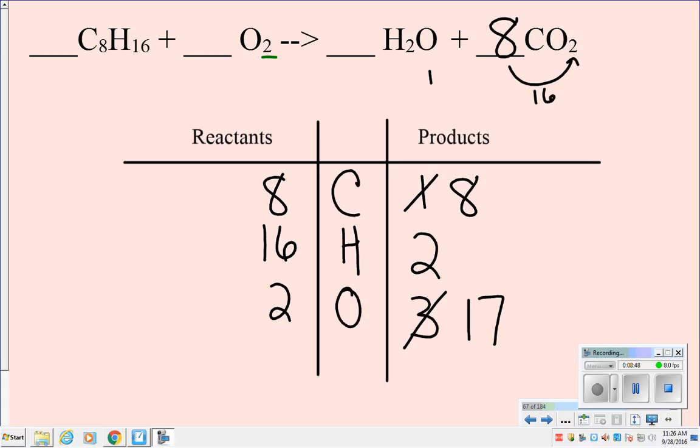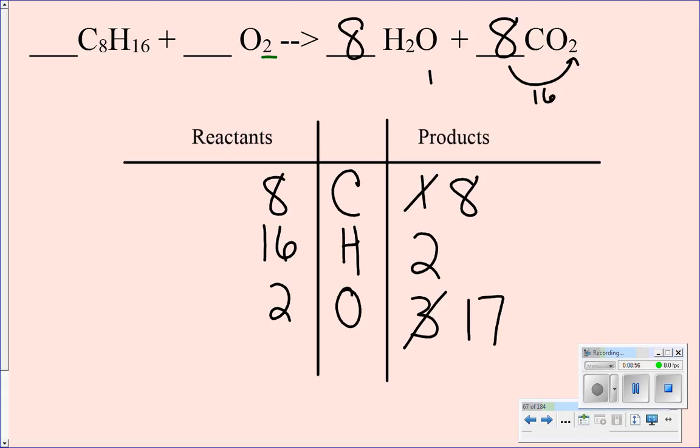Hydrogen's still totally screwed up right now. So if we next try to balance this hydrogen out, we'd realize that we have to put an 8 right here. When we put an 8 right there, that changes my hydrogen to 16, which works perfectly because it balances that. This 8 is going to go to this oxygen, plus we still have this 16 over here. So we're going to have 8 plus 16 oxygens, which gives us a total of 24.